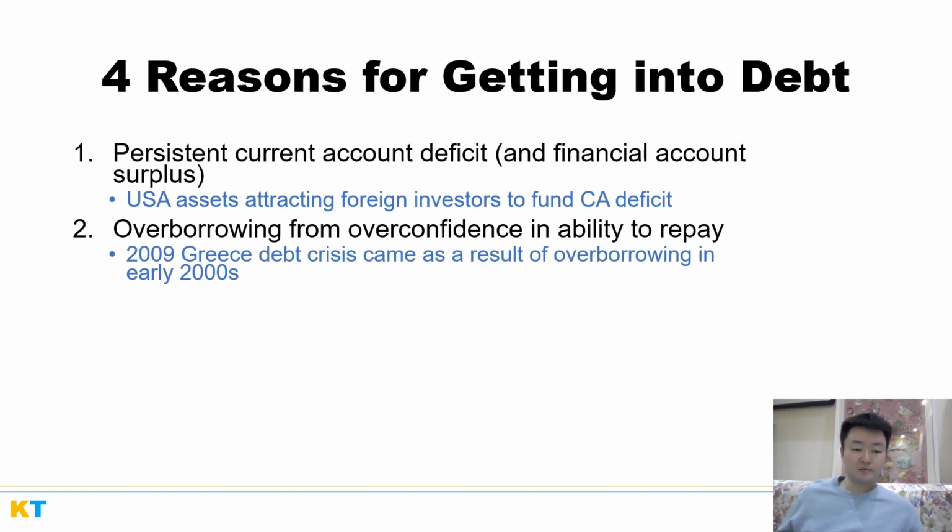Second reason, we might be overconfident, right? We might have overborrowing because we're overconfident in our ability to repay that loan in the future, usually coming with a confidence that our economy will continue to grow at its current rate. So that's what happened in 2009 with the Greece debt crisis. That came as a result of Greece overborrowing in the early 2000s.